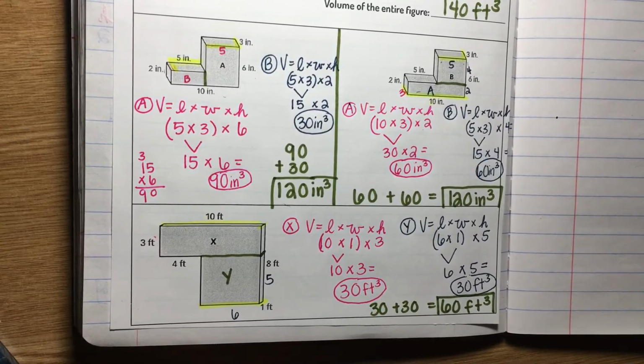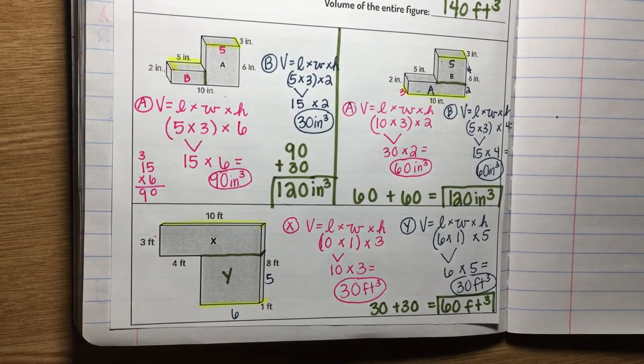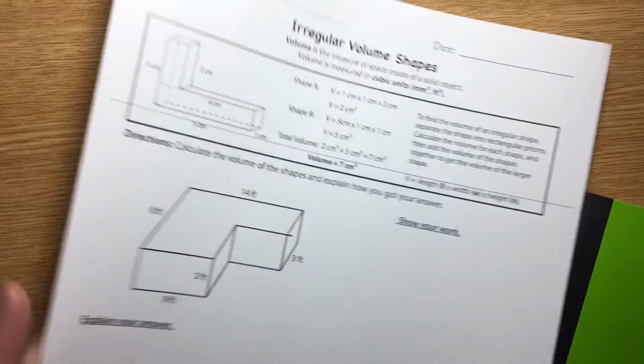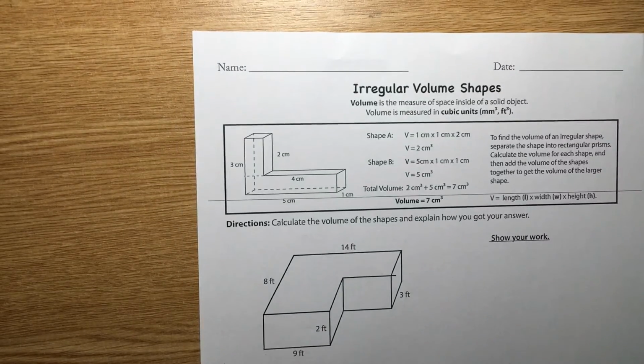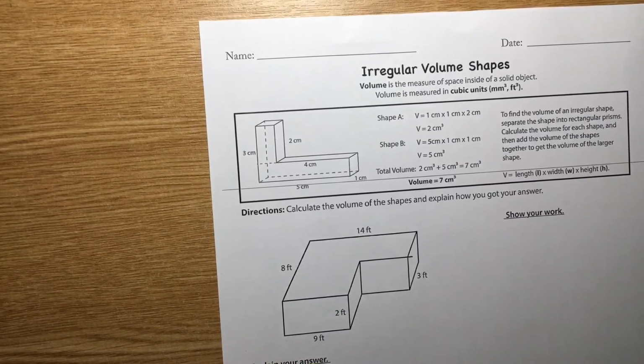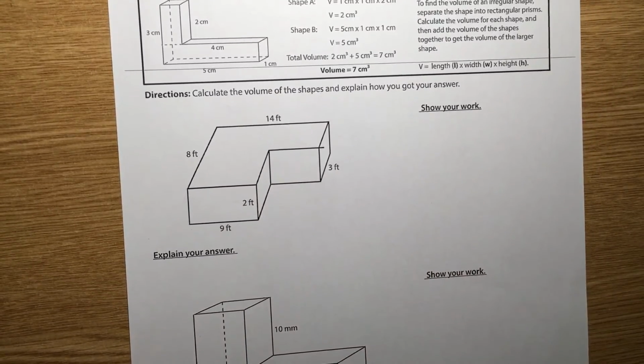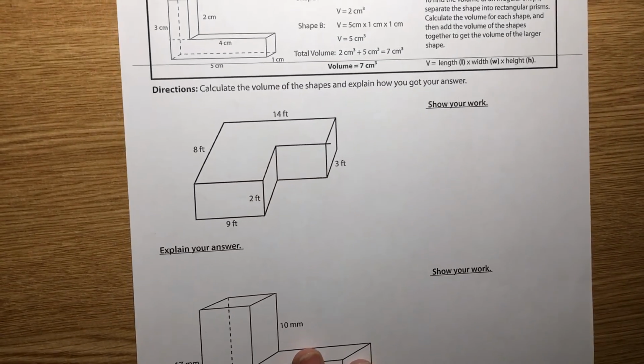All right, go ahead and pause this video until you're ready to do the independent practice. All right, so for today's practice, you guys are going to look at this sheet called Irregular Volume Shapes. They are not broken up for you. The first one, I'm going to help you break it up. The second one, I'm going to let you do it on your own.